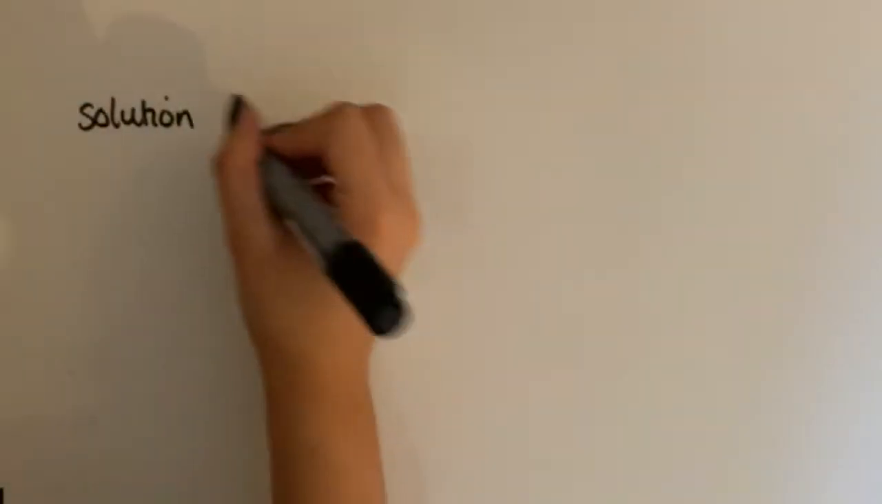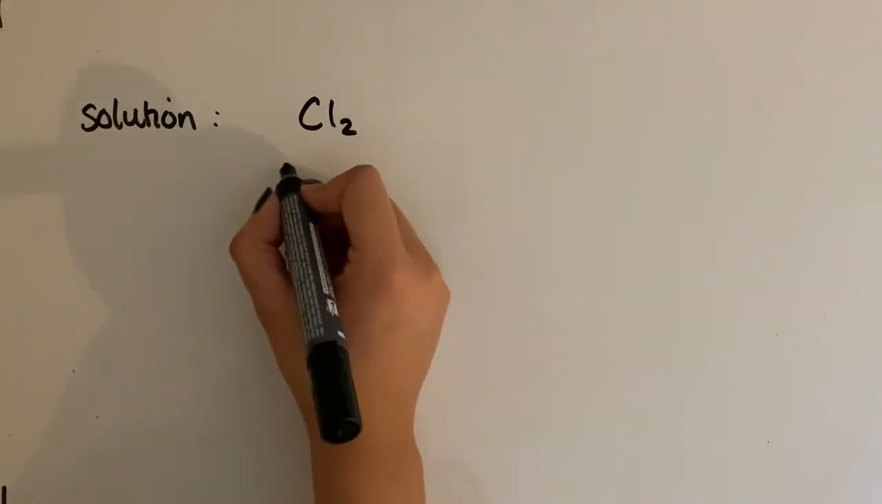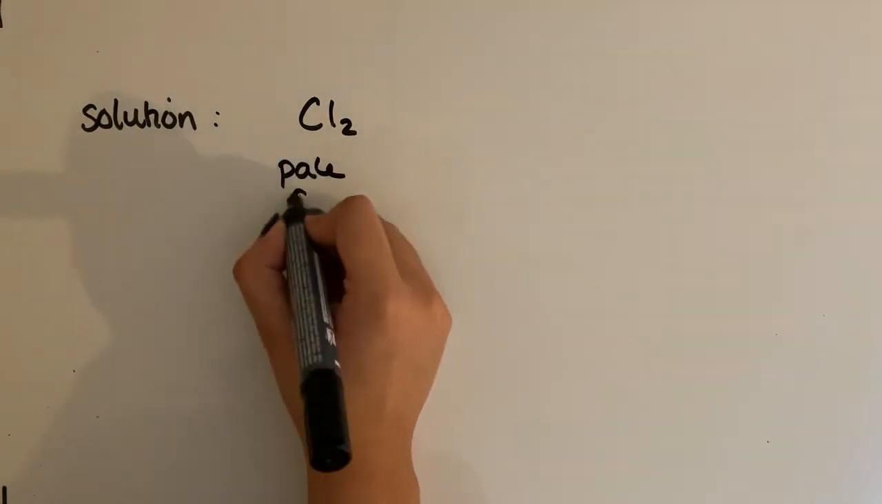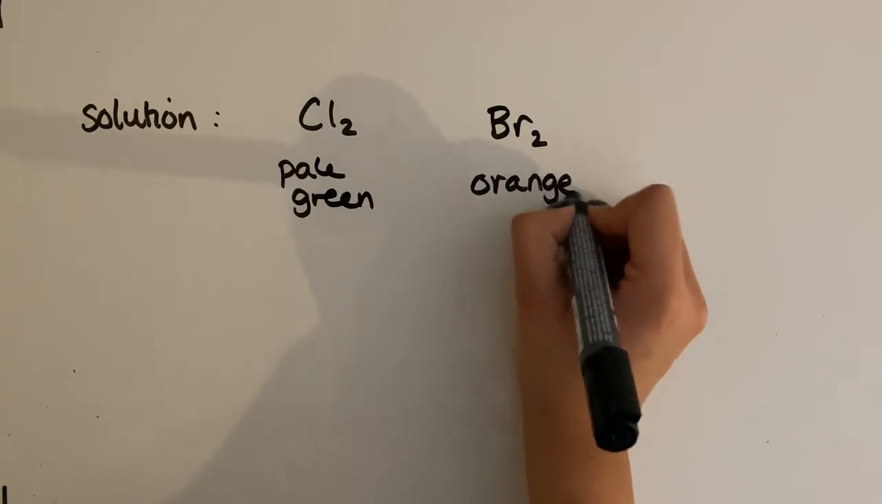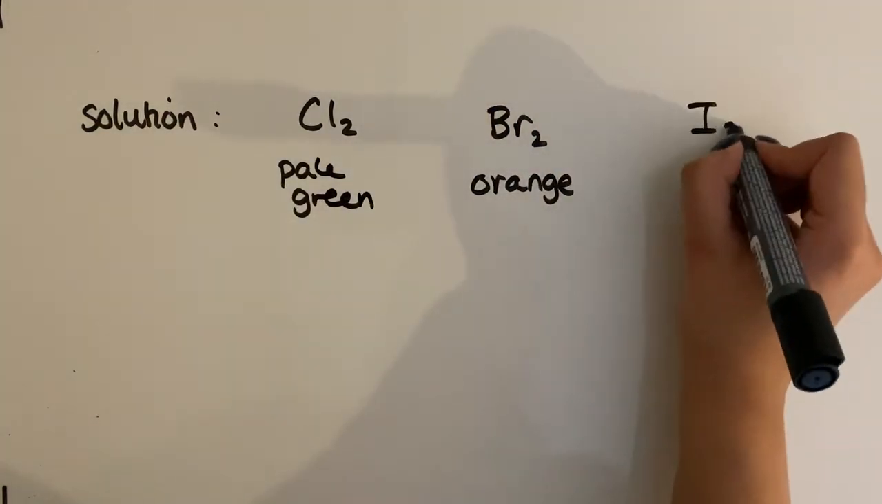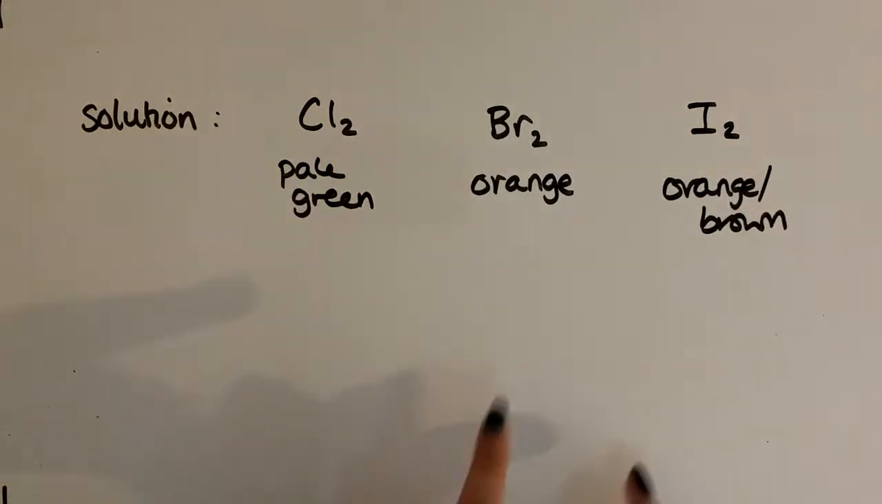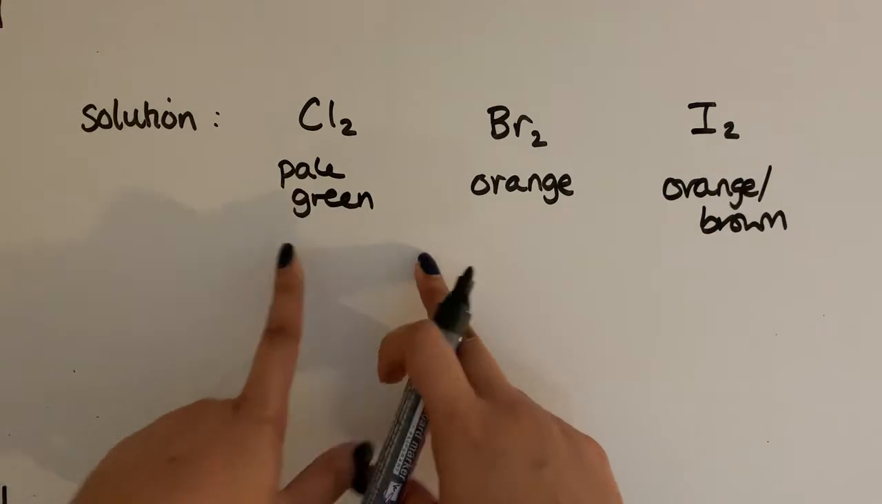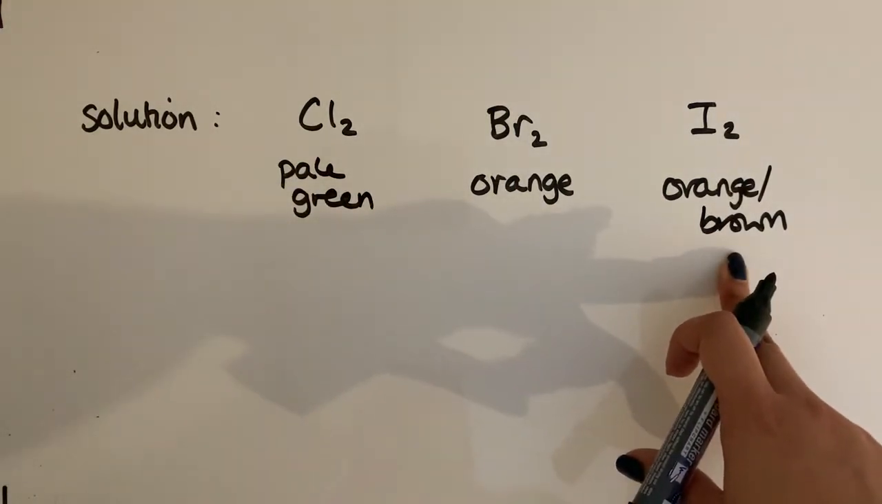So in terms of colours, when we have them in solution, chlorine by itself in a solution tends to be a very pale green solution, pretty much colourless. Bromine in solution is going to be an orange solution, and iodine is also going to be an orange-brown solution. In terms of distinguishing chlorine, it's pretty straightforward, but bromine and iodine are difficult to distinguish.